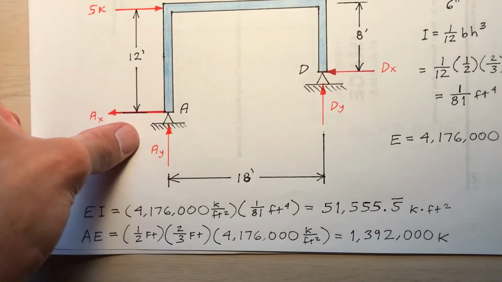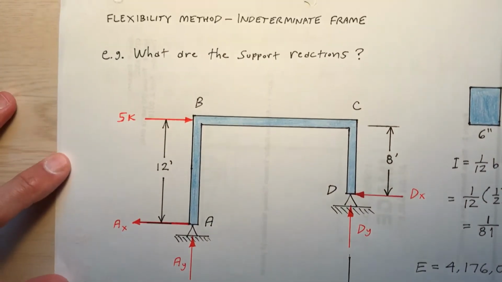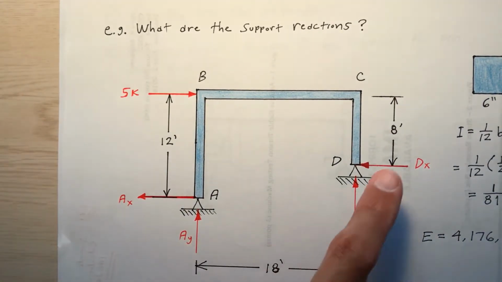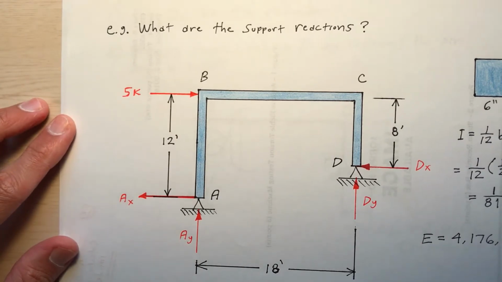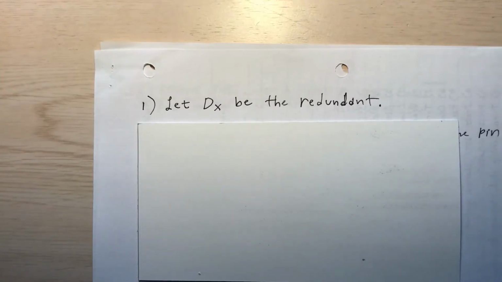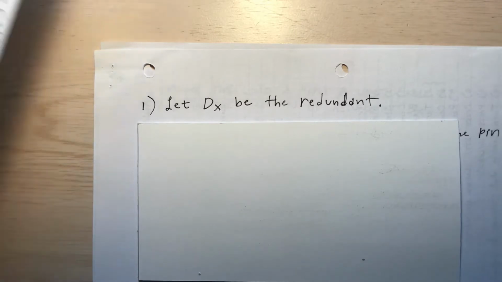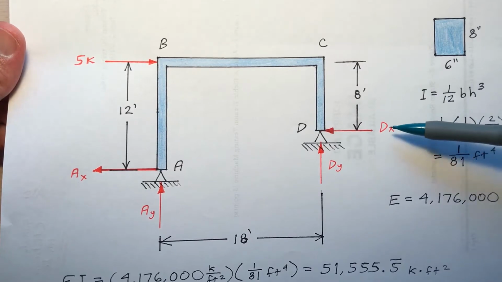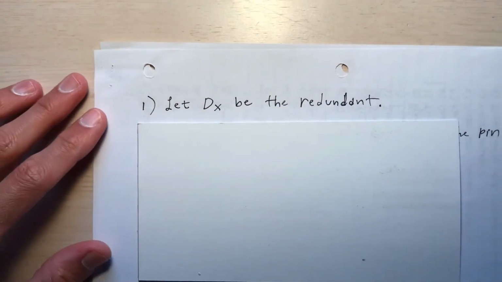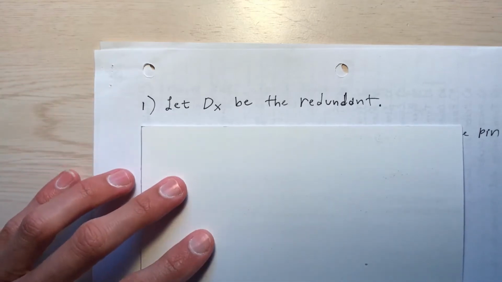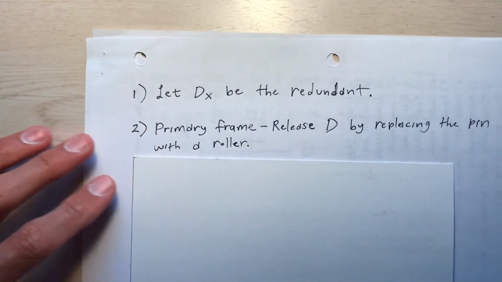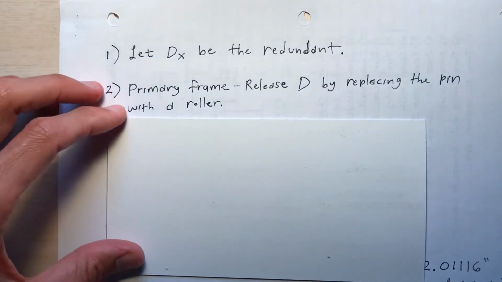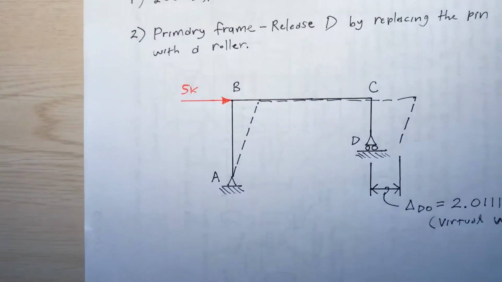Okay, so you got all the cross-sectional properties and material properties. So using the flexibility method, I want to determine the unknown reactions, the two at A and the two at D. Okay, so for the flexibility method, step 1, let D sub x be the redundant. The D sub x you see right here, remove that, let that be the redundant. So step 1 is to choose your redundant. And then step 2, the primary frame. Release D by replacing the pin with a roller. Okay, and when I do that, I'll have a figure that looks like this.